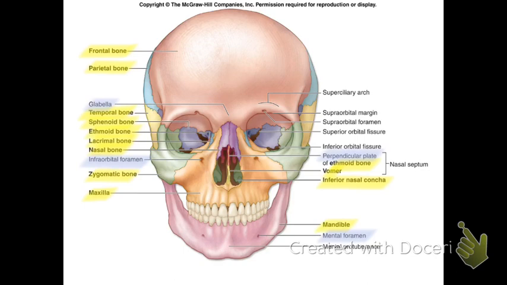So by highlighting and getting into the habit of highlighting the bones in one color, the bone markings in a different color starting next week, I think you'll find that your diagrams are going to pop and you're going to have an easier time learning some of these things. Okay.